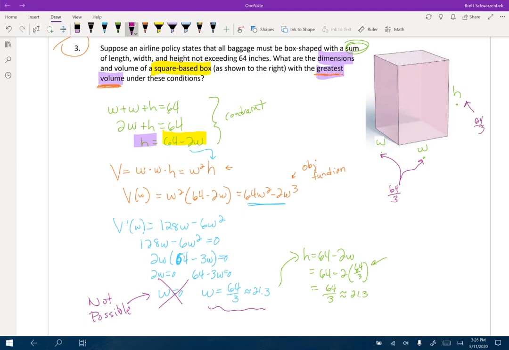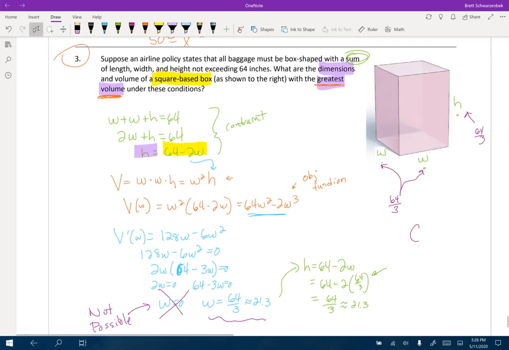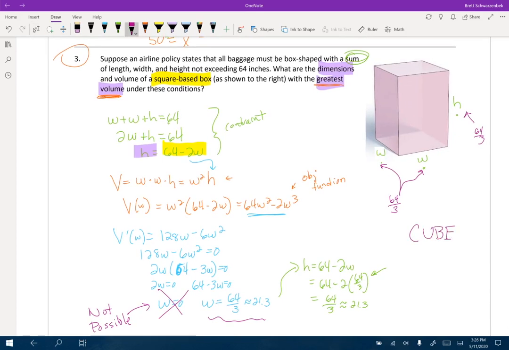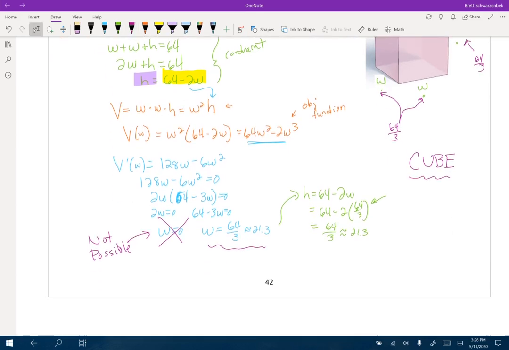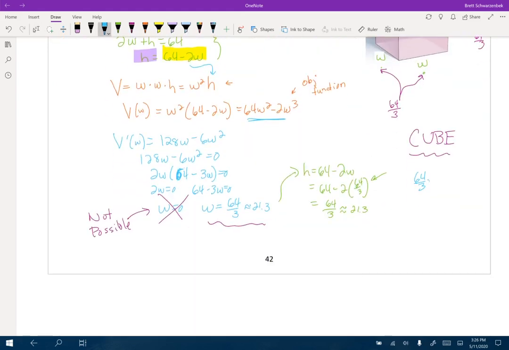So what is the most optimized shape of our box? Cube. Kind of makes sense, right? The most optimized rectangles were all squares, so now the most optimized box is going to be a cube. So what are the dimensions? What's the measurement of this? Is this in inches? So it's going to be 64 thirds inches by 64 thirds inches by 64 thirds inches. Okay? So these are the ideal dimensions.